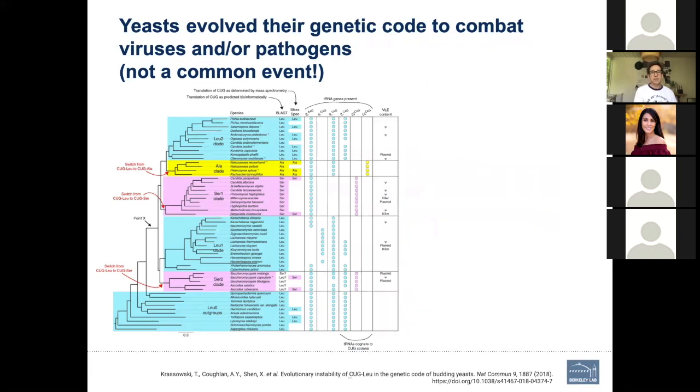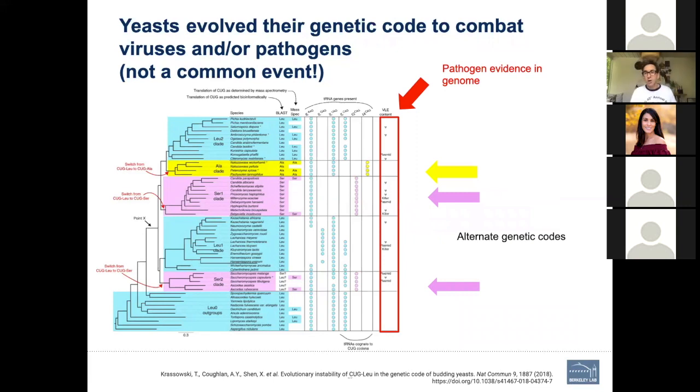So when we display these genetic code changes on the yeast phylogenetic tree, and each of these genetic codes is shown in a different color. So blue is the normal genetic code, and the pink and the yellow are the alternate genetic codes that are present in the yeast. We see they're sort of patchily distributed throughout the phylogenetic tree, along with evidence in their genomes that the yeasts were infected with some kind of pathogen, something like a virus or a killer plasmid.